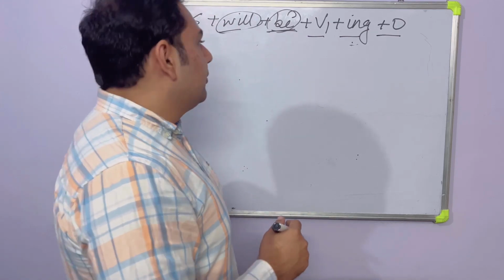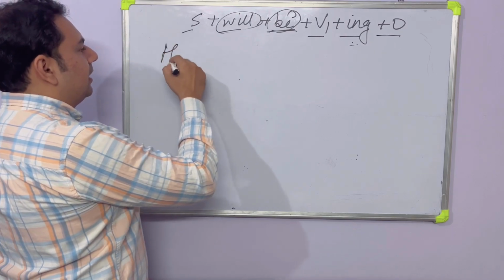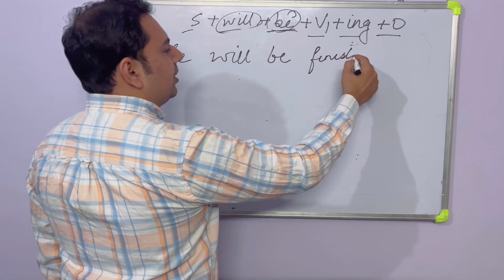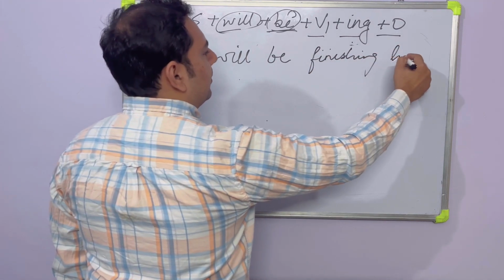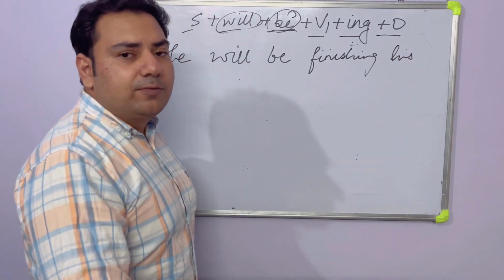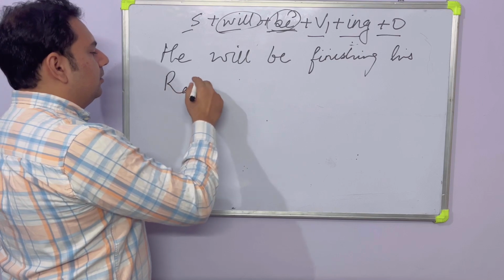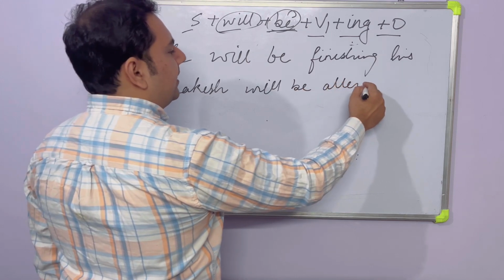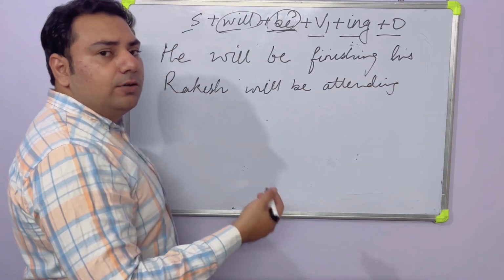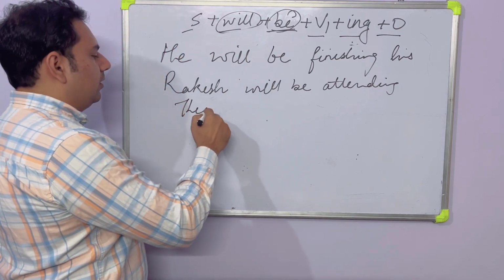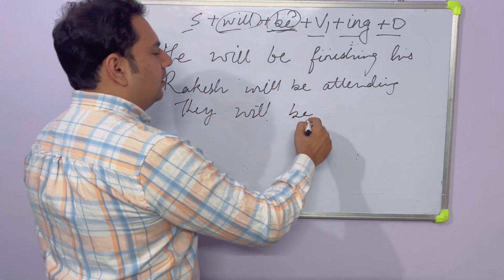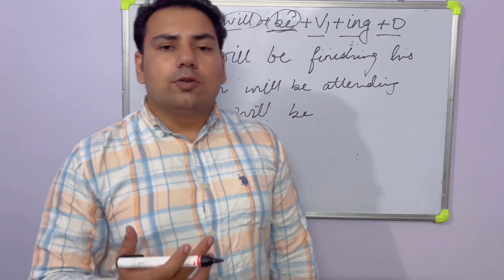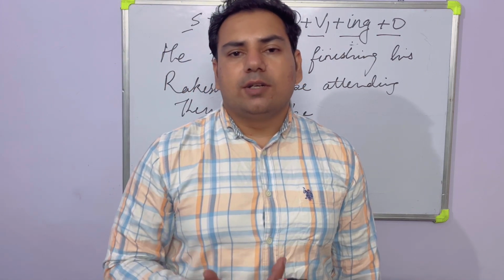So now let's move to this one. So subject, like he will be finishing his work. Okay, he will be finishing his work in the evening. Rakesh will be attending the seminar tomorrow. They will be coming or going to the party. Okay, so this is how you can create the future continuous sentences.